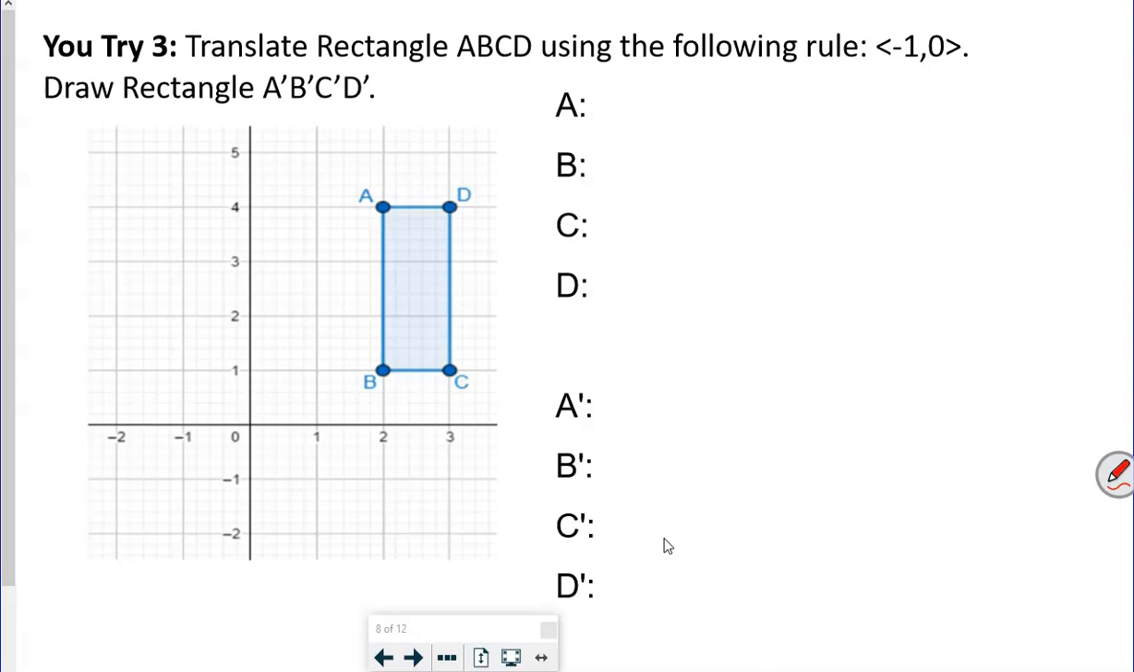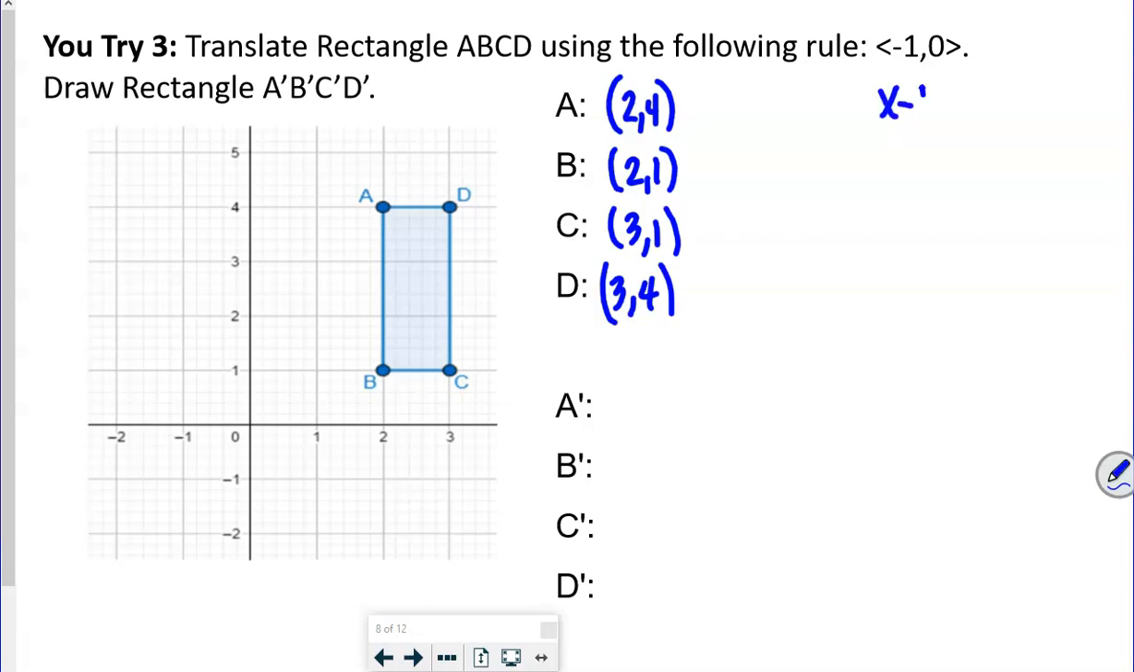All right, so A is 2, 4. I'm going to make this blue like it is, and I'll make the second one red. So this one's 2, 4. B is 2, 1. C is 3, 1. And D is 3, 4. Okay, so now watch. This time we have a vector. You guys see that? So that means we're going to go x minus 1, and we're just going to leave y what it is, because there's a change of 0.